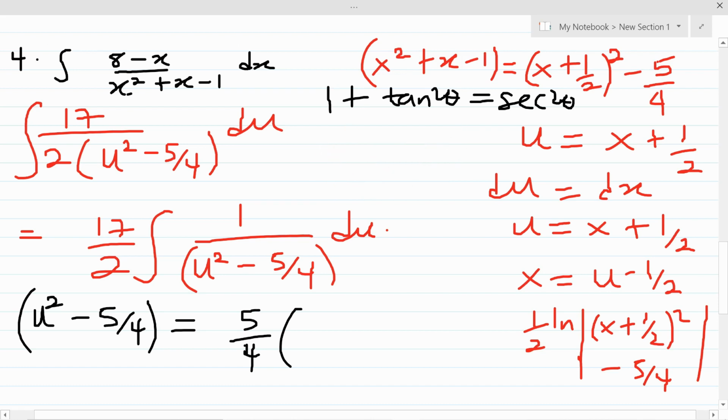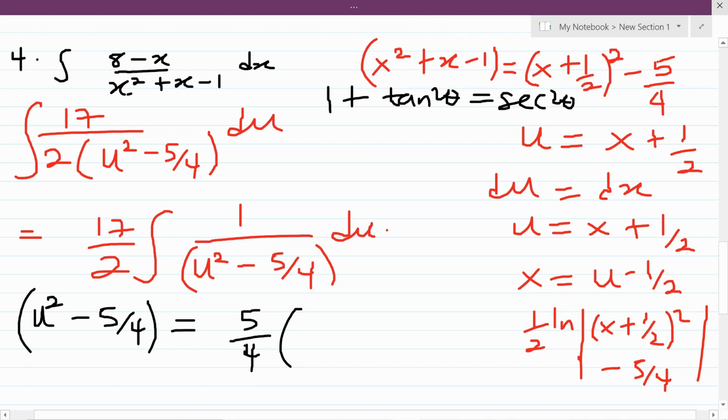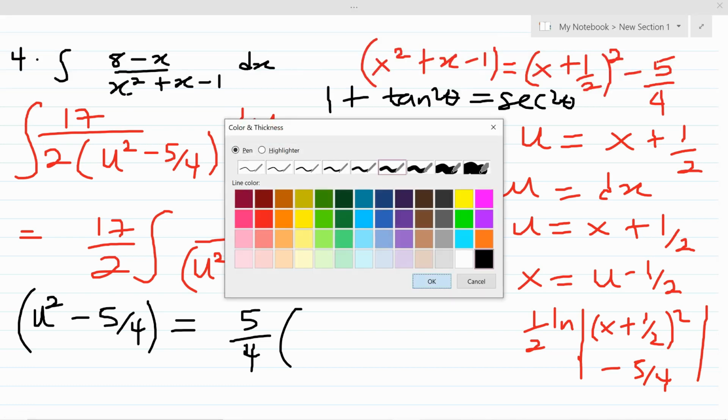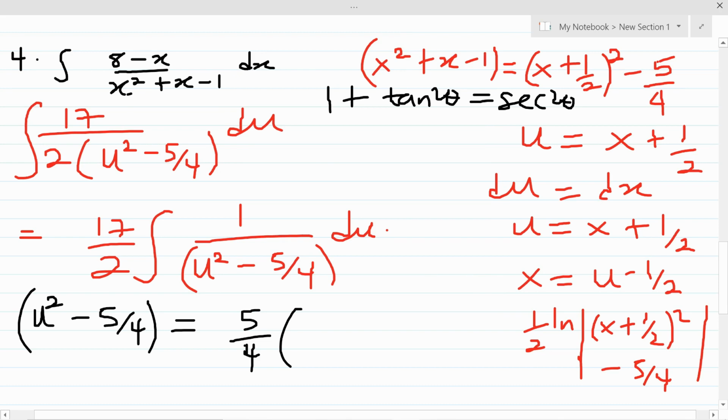Just one question. Look at how we are struggling, but integration is really tedious. That is why I always say try to understand from the basics. So this becomes 5 over 4 into 4u squared over 5, minus 1.